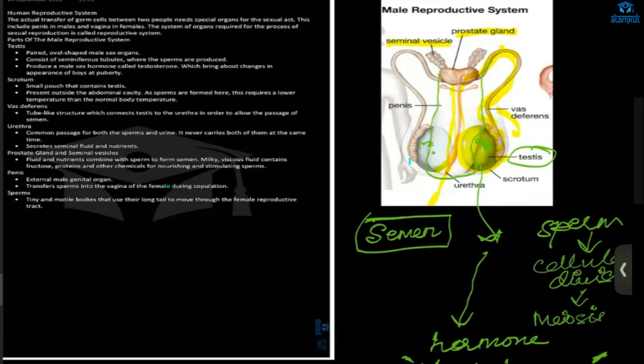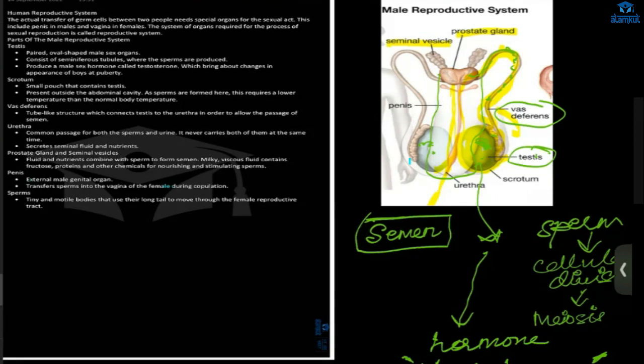Next, the vas deferens. What is its work? It carries the sperm. Sperms are produced in the testis, and they have to go to the urethra. How will they go? They will go through the vas deferens. Sperm will go from the testis to the vas deferens, then to the prostate gland and seminal vesicle.